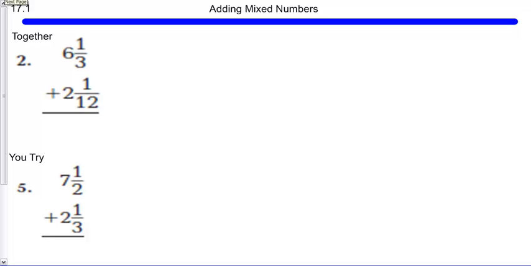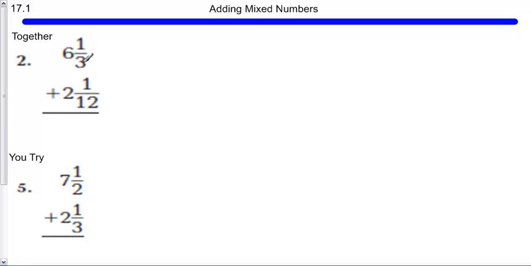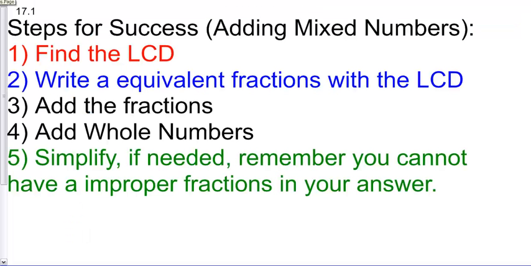Here we go with adding mixed numbers. So the first thing we're going to do is find the least common denominator. If I count by 3s and I count by 12s, the smallest number they have in common is 12. So next I'm going to write equivalent fractions with the LCD.